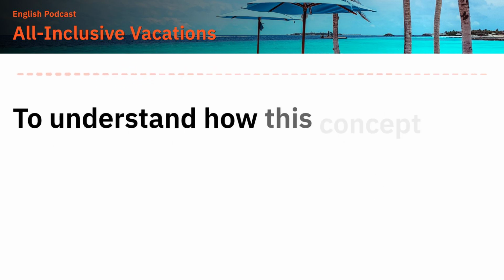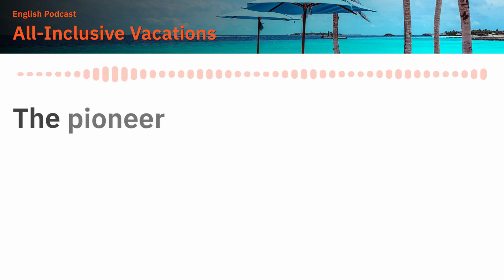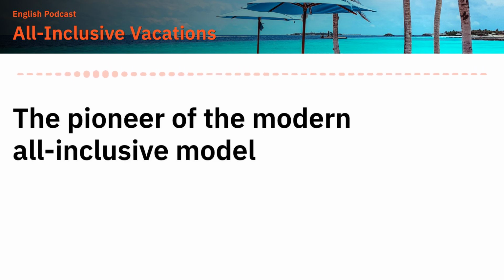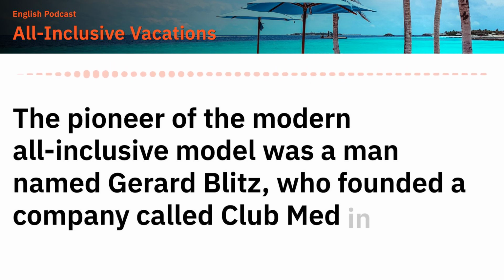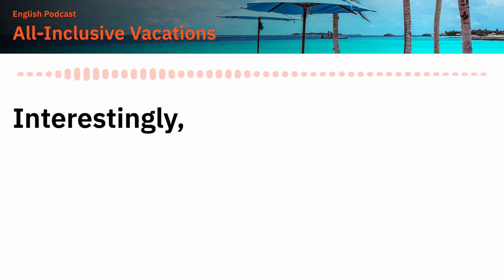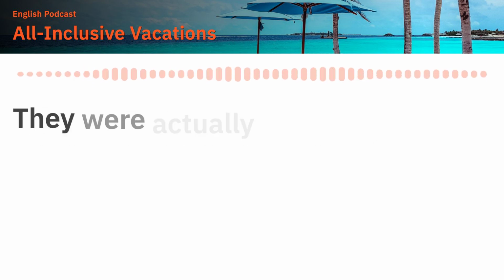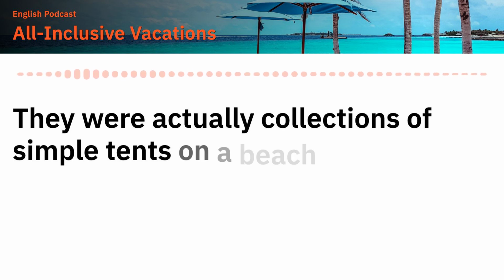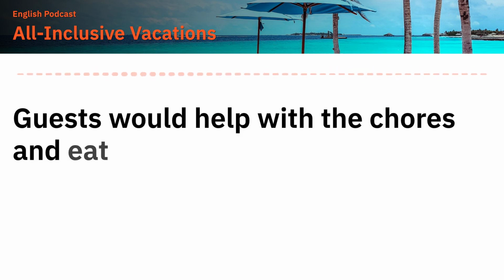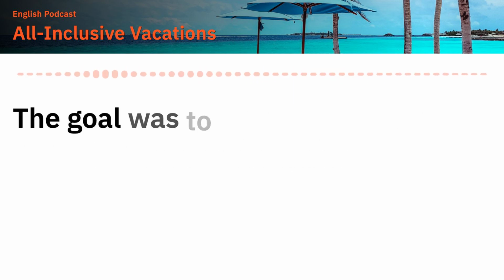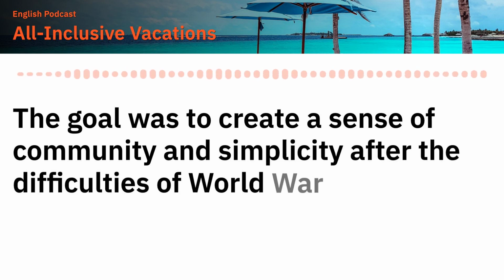To understand how this concept became so popular, we have to look back at its history. The pioneer of the modern all-inclusive model was a man named Gerard Blitz, who founded a company called Club Med in 1950. Interestingly, the first all-inclusive resorts were not luxurious at all. They were actually collections of simple tents on a beach in Majorca, Spain. Guests would help with the chores and eat communal meals. The goal was to create a sense of community and simplicity after the difficulties of World War II.